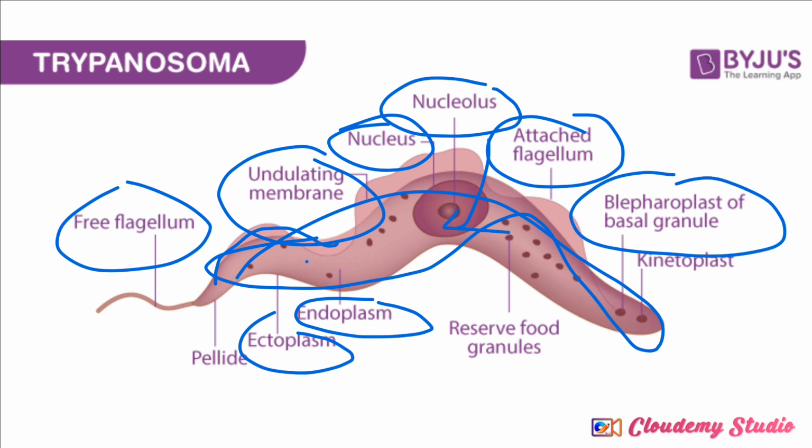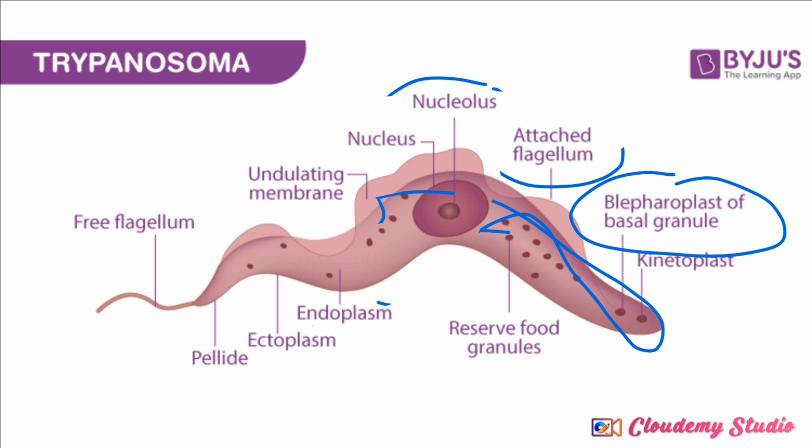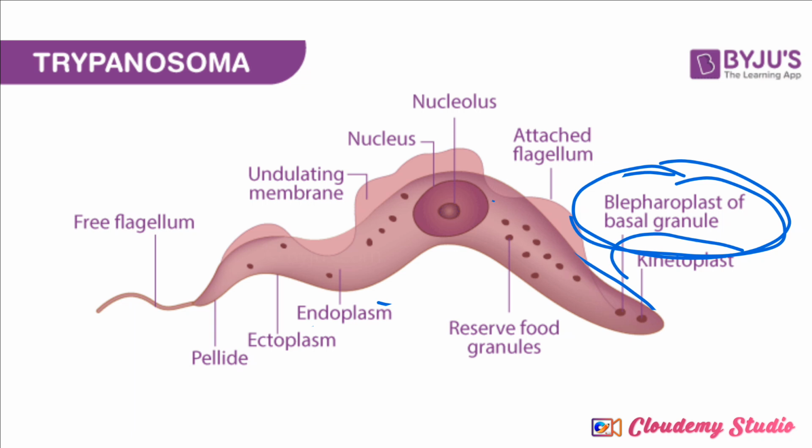Now look at this. Let me clean all this so that I can get that right. I need to explain something in this blepharoplast. Look at this blepharoplast or basal body and kinetoplast. These are the origin of the flagella. If you look at it very well, the two flagella originate from the blepharoplast and the kinetoplast. So that is their morphology.